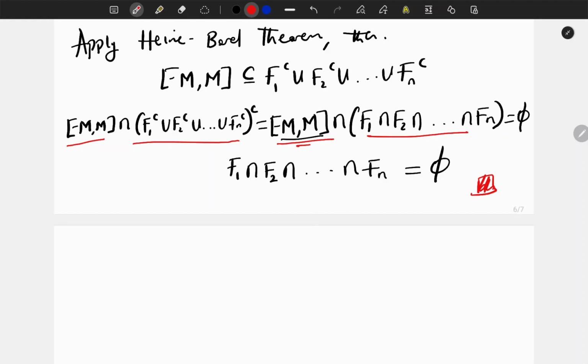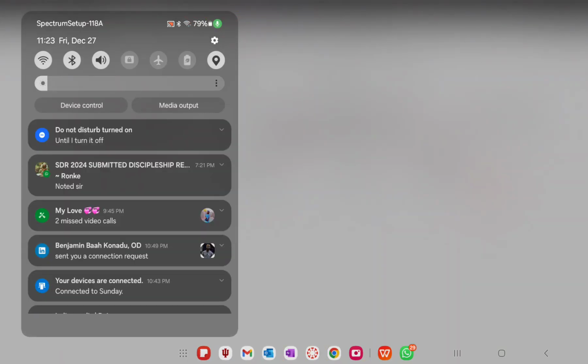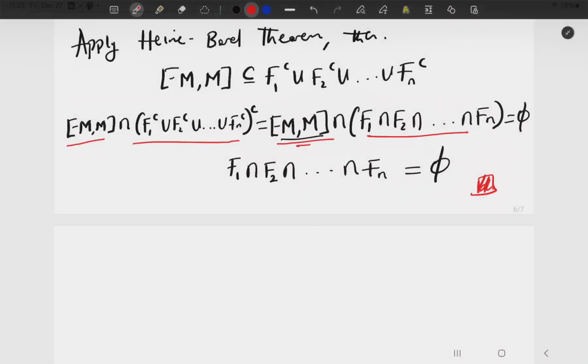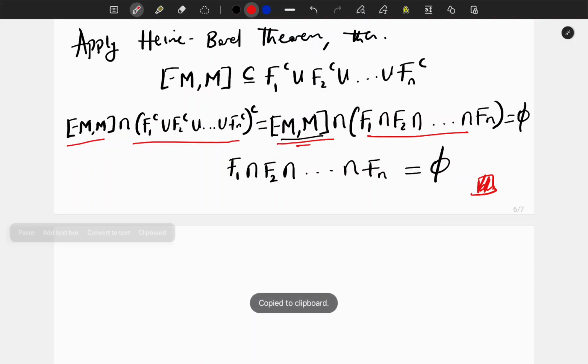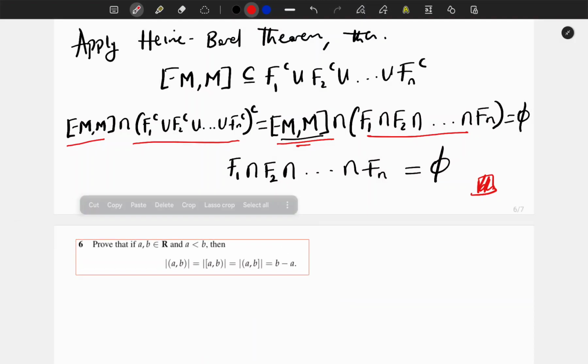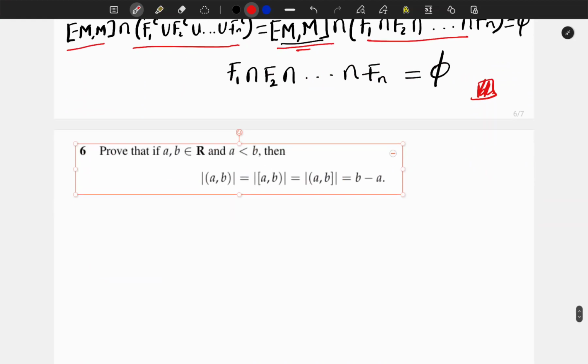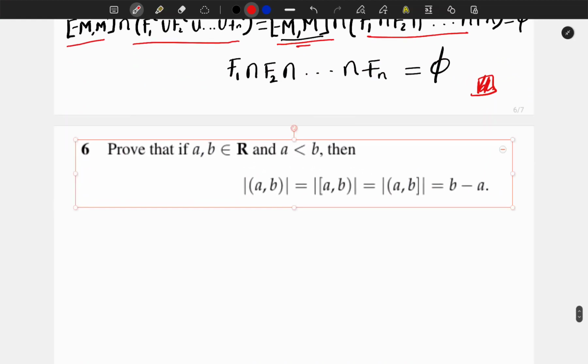Okay, so let's see if we can still check one more question here, and that's question 6. For question 6, we have this. We have to prove that if a, b belongs to R and a is less than b, then this condition holds.